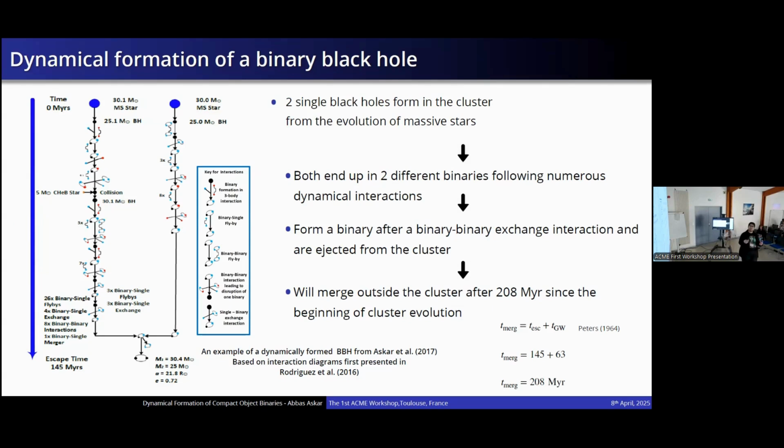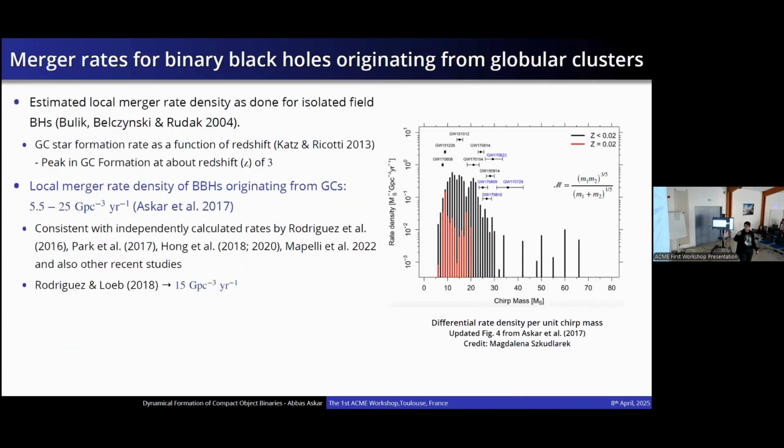undergo flyby encounters, undergo even mergers in some cases with another star, and eventually they end up in two separate binary systems, which have a binary encounter, and the black holes exchange and find each other, and they form a binary with properties which will allow them to merge within the age of the universe, so within 200 million years from the start of the simulation. But this merger will occur outside the cluster. This is an example of the way dynamics can bring together black holes and form them.